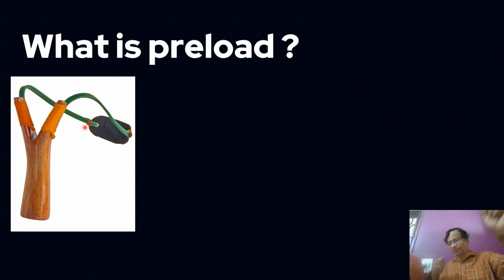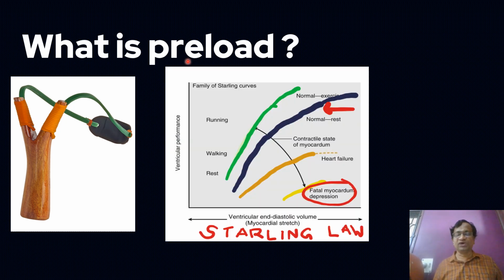So if you pull maximum and then leave it, the stone will go to the maximum place. This is what is called the preload. If the preload is maximum, the contractility is maximum, and the ejection is good. So this is what is called the Starling's law. Ventricular end diastolic volume, or the ventricular end diastolic fiber stretch, LV fiber end diastolic stretch, is the catapult.